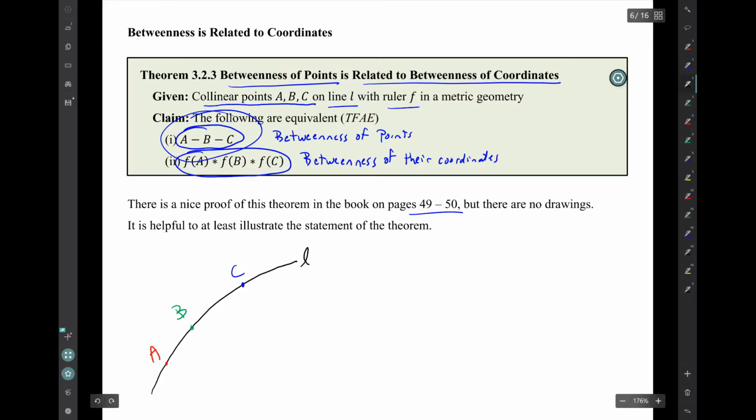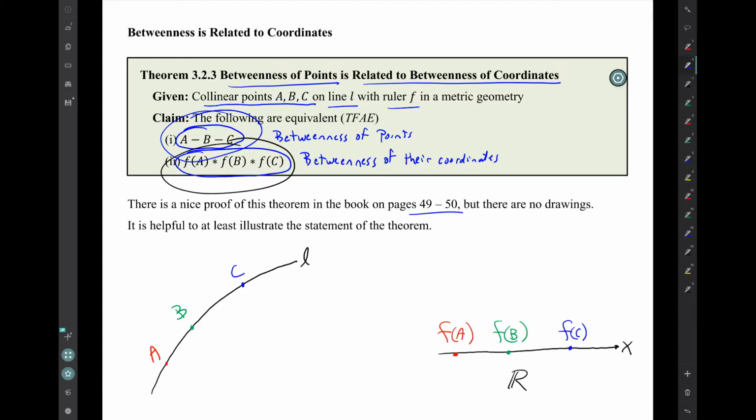Now how do we illustrate this? F of B is between F of A and F of C. Well, those are real numbers. They live on the number line. So let's draw the number line and draw those real numbers. Now we could add some more stuff to this drawing.